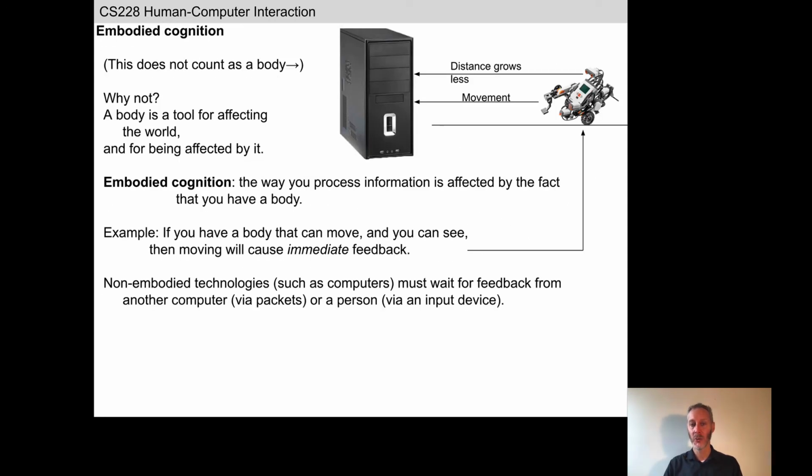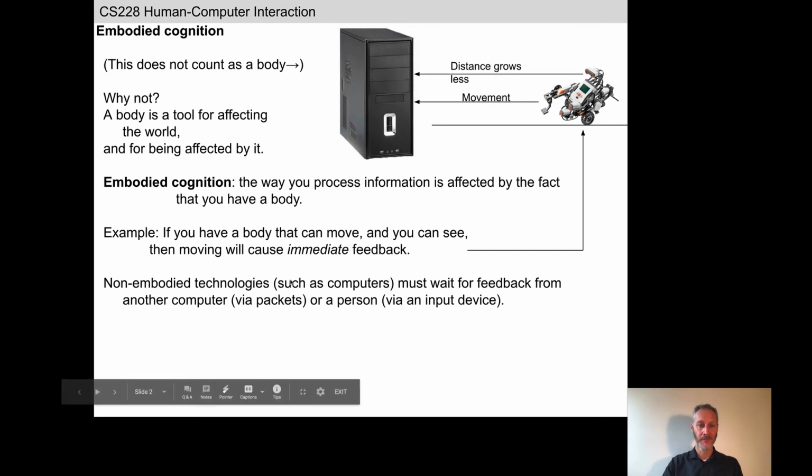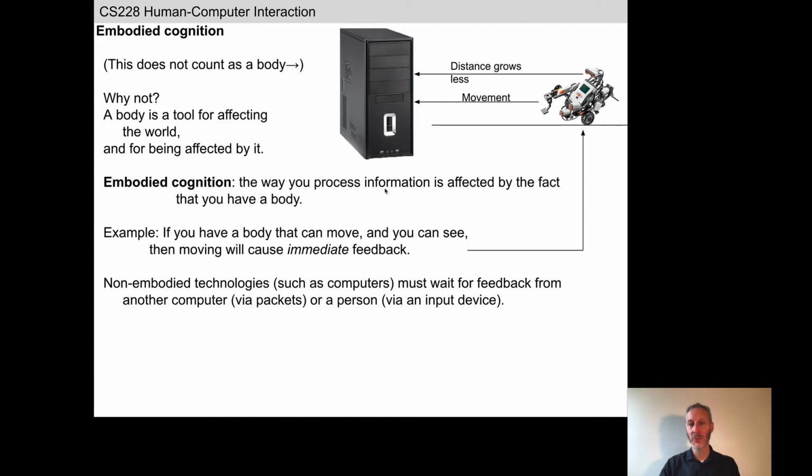Okay. So embodied cognition is this idea that comes from philosophy that says the way you process information is affected by the fact that you have a body. A corollary of this idea is that if you have a different body, or you have two agents that have different bodies, they're going to process information in different ways. This will also become important.